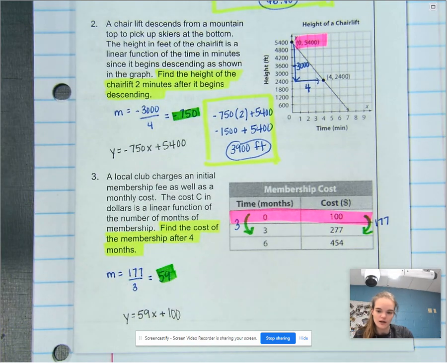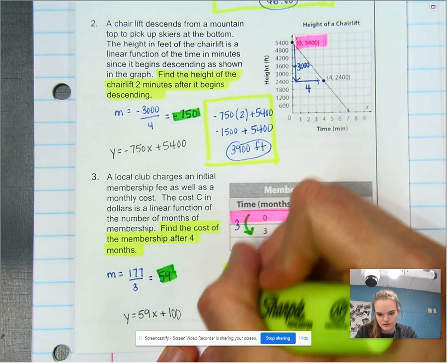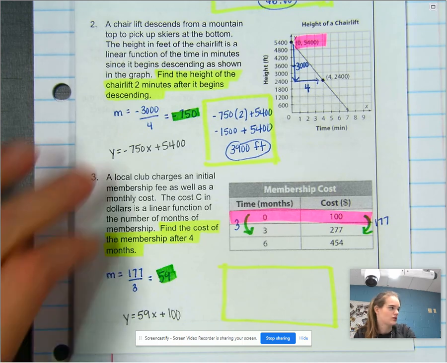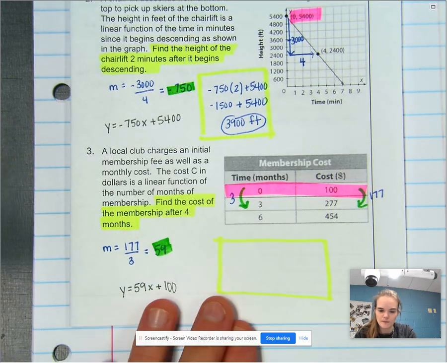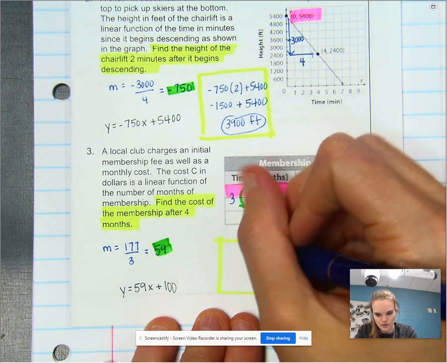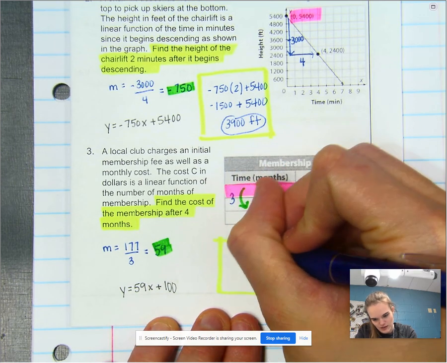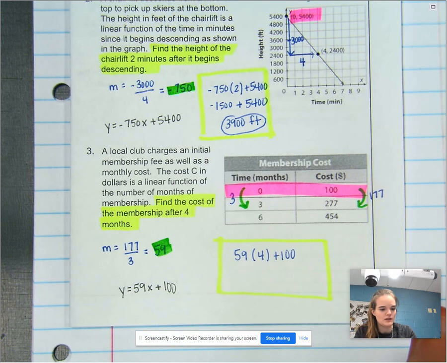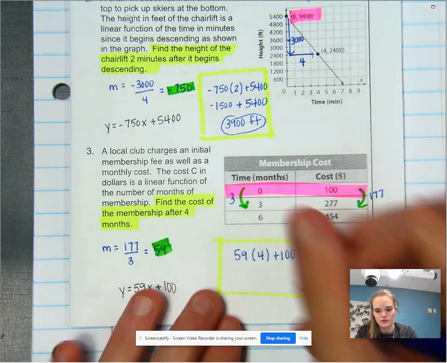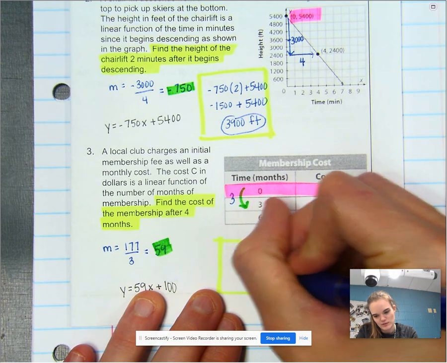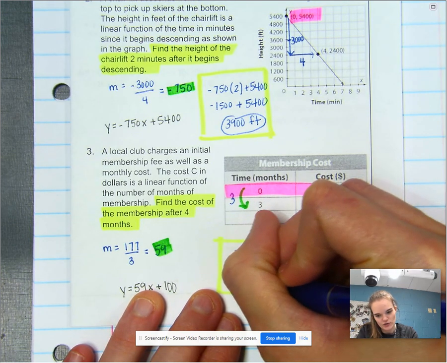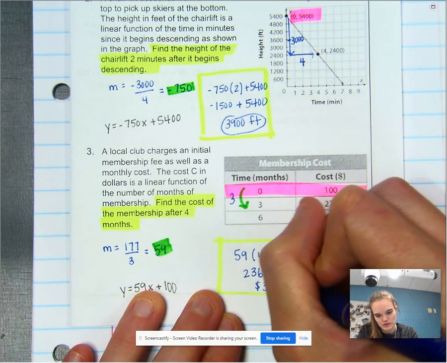All right, now let's answer the question. The question says, find the cost of membership after 4 months. 59 times 4 plus 100. 59 times 4 is 236 plus 100 is 336, and it is cost, so we're going to put dollars. Okay.